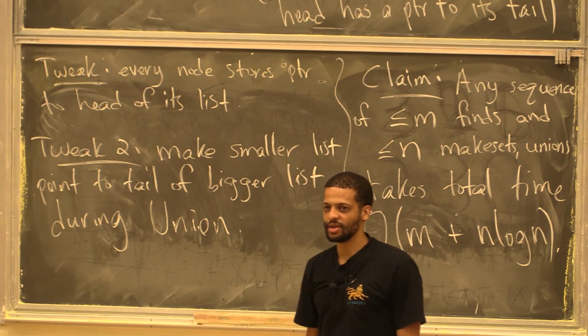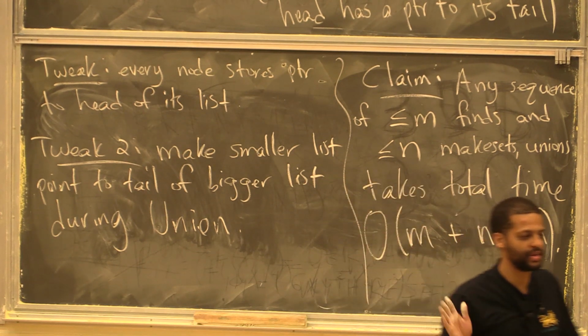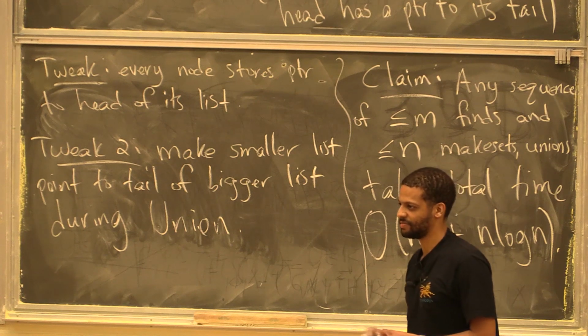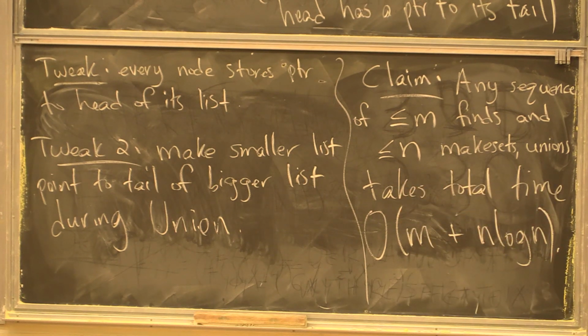So for Kruskal's algorithm, this means you don't actually even need the disjoint forest data structure to get m log n time. You can just use this very simple thing with linked lists. I mean, the disjoint forest data structure is not that hard to implement either, right? But you don't actually need it for Kruskal. Okay? So why is this claim true?